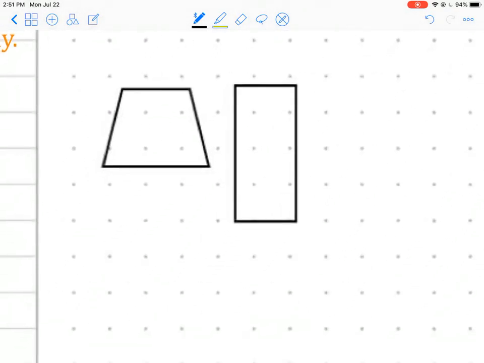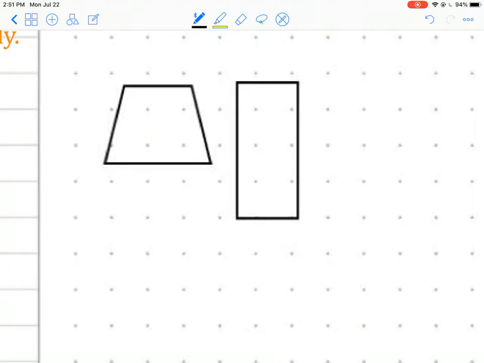Okay, this one, you can look at that one and tell that, whoa, that is not going to be similar. This is a trapezoid. Now they're both quadrilaterals, they have four sides, but they're not the same. They're cousins, but they're not mama and baby. So no, these are not similar.